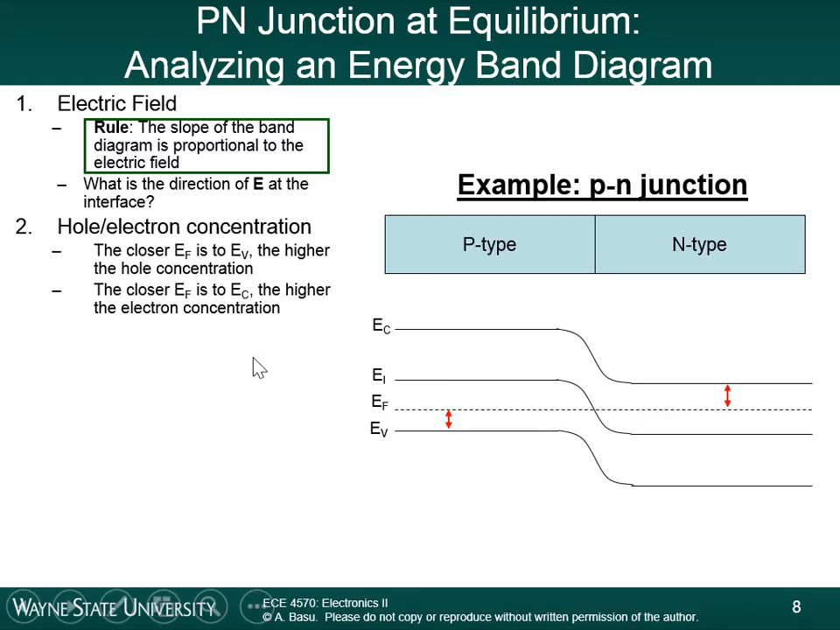So just a qualitative rule of thumb: the closer EF is to EV, the higher the hole concentration. The smaller this gap, the higher the hole concentration on the P side of the junction. And on this side, the closer EF is to EC, the higher the electron concentration on the N side.